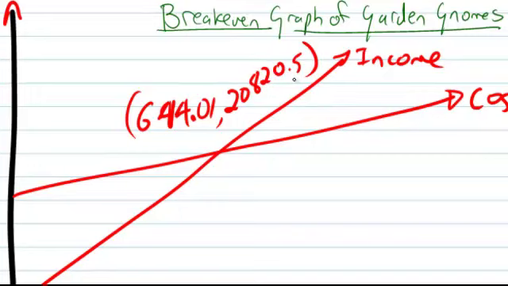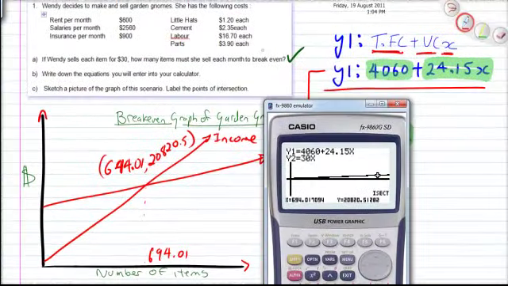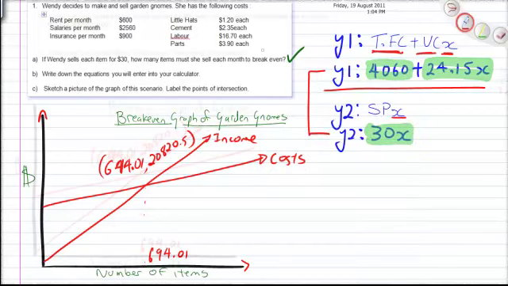It's a sketch picture of the graph, label the points of intersection. You've done that. So if you kind of came down here, that'd be 694.01 or 695 gnomes. So you've done both things. Now notice again that on your calculator it doesn't look anything like your graph, but that doesn't matter because you've got the points of intersection there. Let's go to the next part of the question and see what happens.